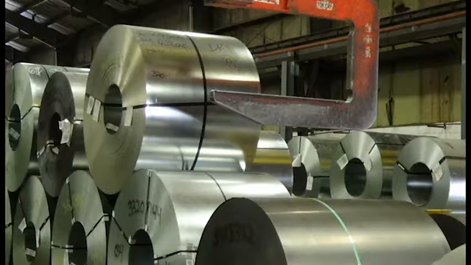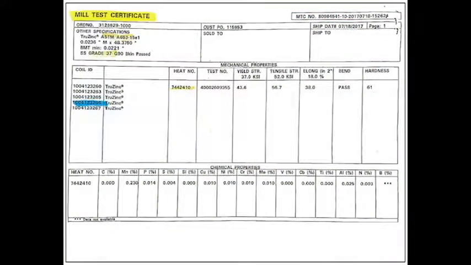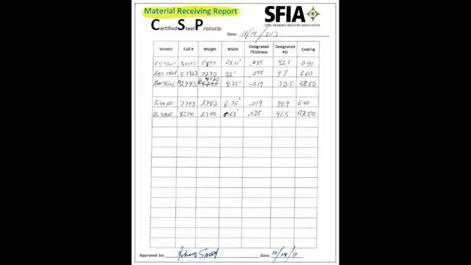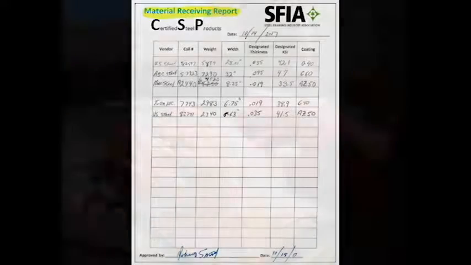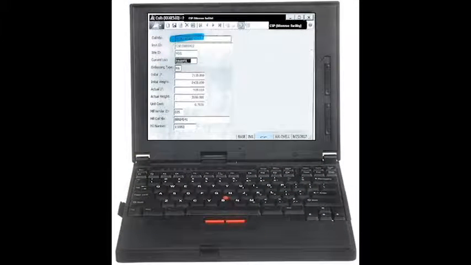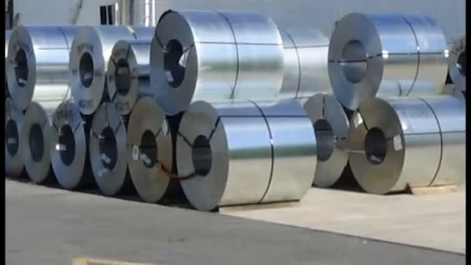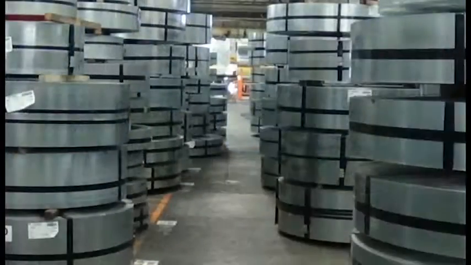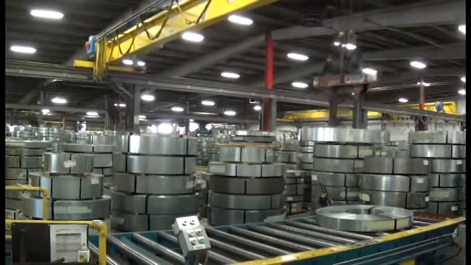When a coil is received, the mill certificate or test report should be matched to the purchase order and both attached to a completed material receiving report. The coil information is then logged into the facility's record keeping system. At this point, the received and accepted coil may keep the original coil number or be reassigned a new coil number or identifier that conforms to the system requirements for that facility.